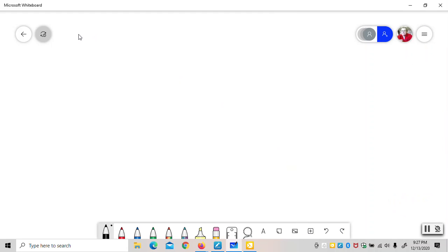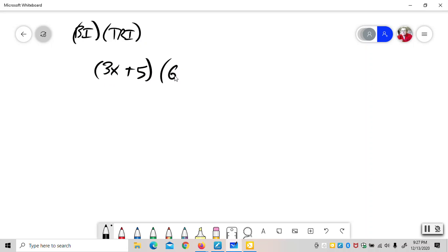Now, the last situation is a binomial times a trinomial, or something larger sometimes, but we're just going to restrict it to this: 3x plus 5 times 6x squared minus 3x plus 2. Let me change that to something besides 2x. That's a sloppy looking 2. 2x plus 4.